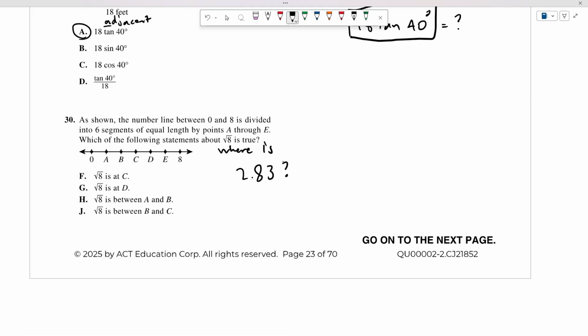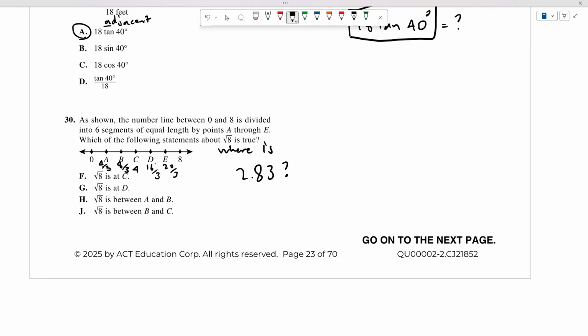We would have to figure out what each of these letters are at, what number they're at. Okay. C is in between 0 and 8, so C is going to be 4. And then between 0 and 4, each of these three are divided into thirds. Okay. So A is going to be at 4 over 3. B is going to be at 8 over 3. Then C is going to be at 4, which is 12 over 3, right? And then if you keep going, you have 16 over 3, 20 over 3. And eventually you get to 24 over 3, which is just 8.